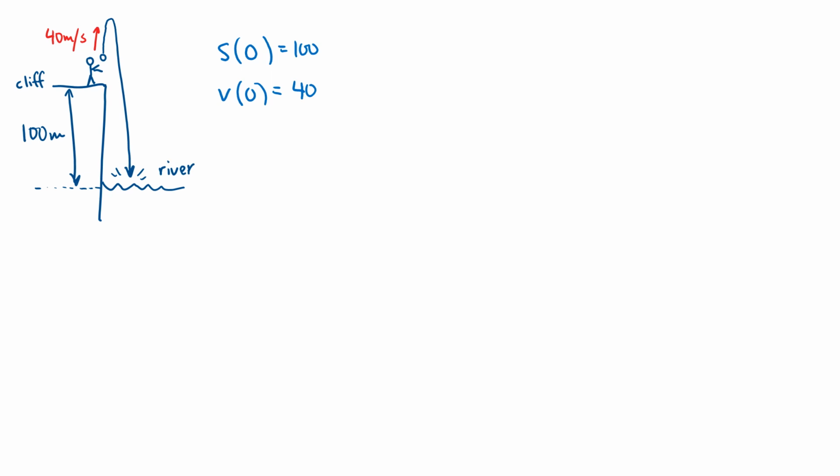Now we also know that because we're talking about motion due to gravity, the acceleration is just constantly negative 9.8 meters per second squared. Negative here because it's pulling the rock down. So the acceleration is causing a negative acceleration for the rock, which is what's going to cause it to eventually fall. So if I know my acceleration, the velocity function is going to be the antiderivative of acceleration.